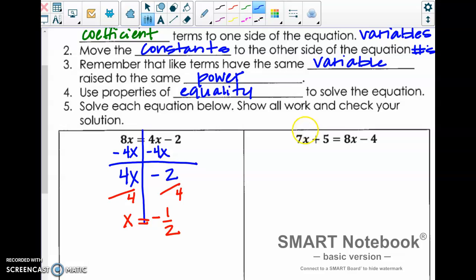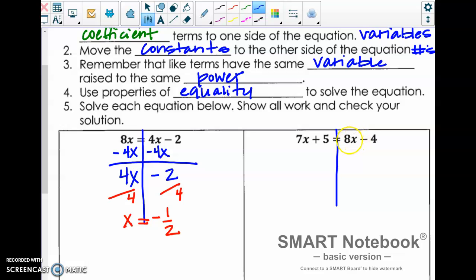So on this next example, 7x plus 5 equals 8x minus 4. So we have numbers and variables on both sides. We want numbers on one side, variables on the other side. So I need to either get rid of 7x or get rid of 8x completely. It does not matter which one you do.